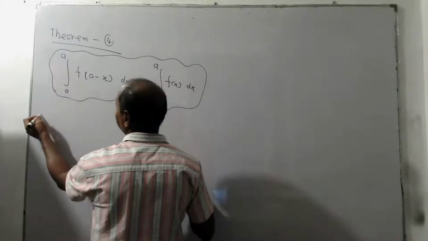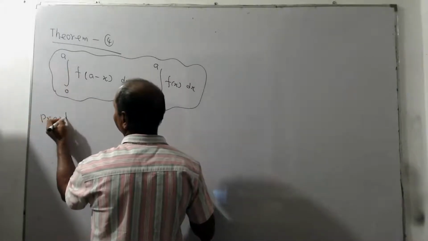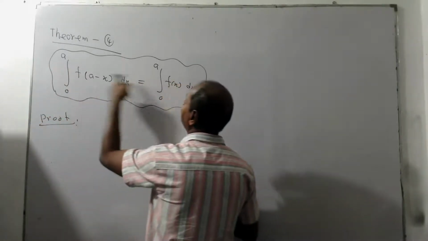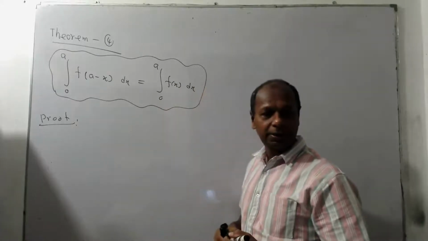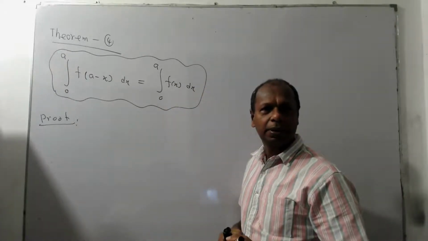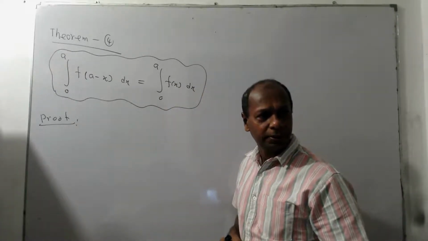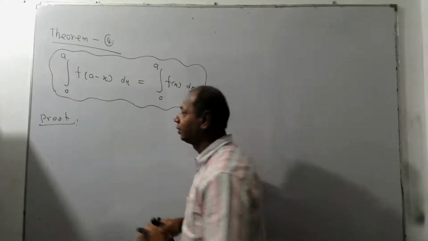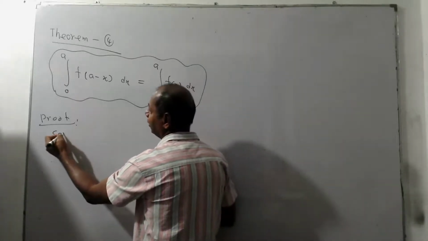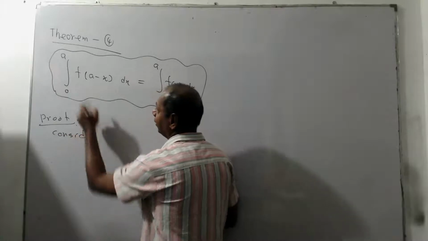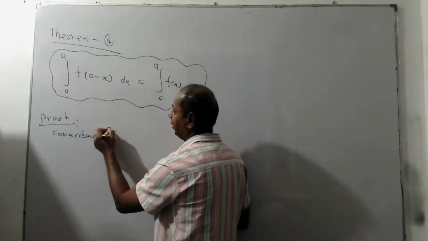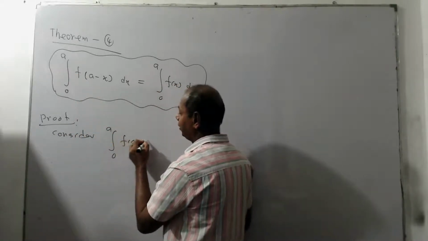But we are going to prove it. I'm going to show that this side is equal to this side, right? So you can guess how I'm going to start it. Consider this one, 0 to a, f of a minus x dx.